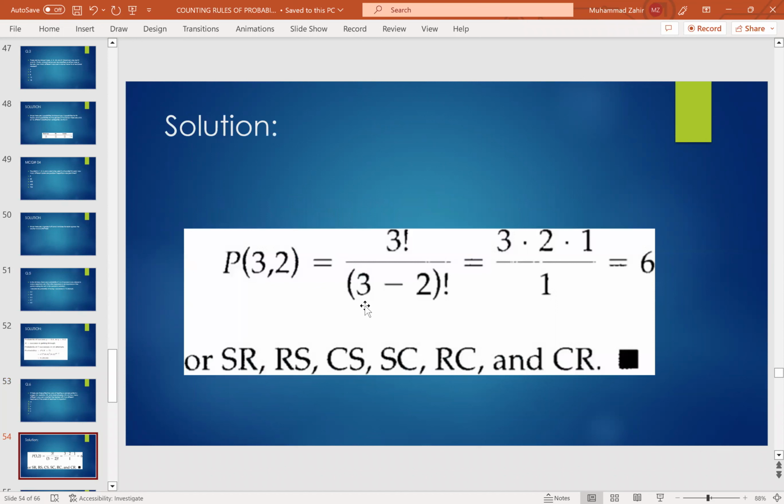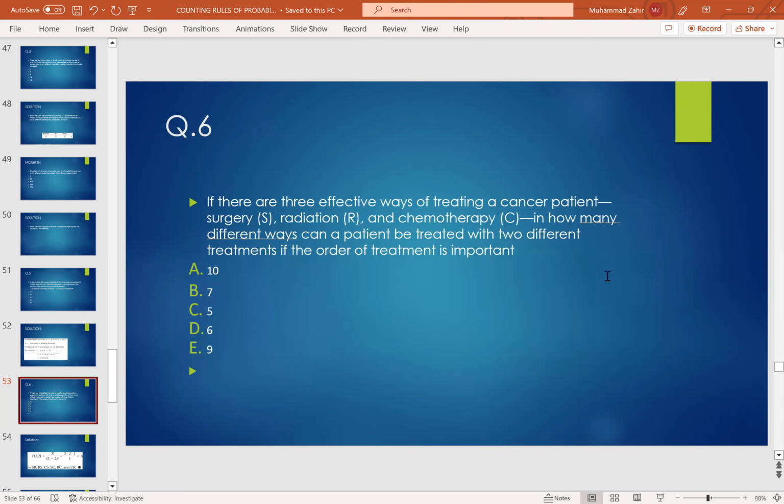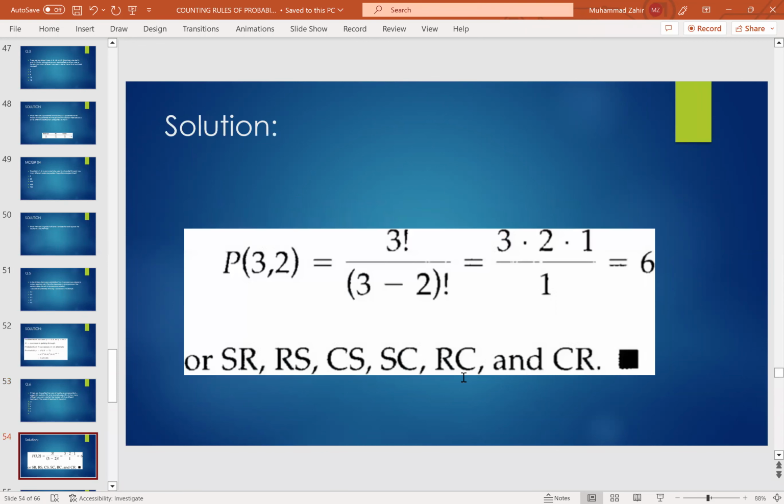By adding all the values and the exclamation mark by multiplying it, the answer is 6, and these are the different combinations which will be there of the surgery, radiation, and chemotherapy. So the correct option is D.